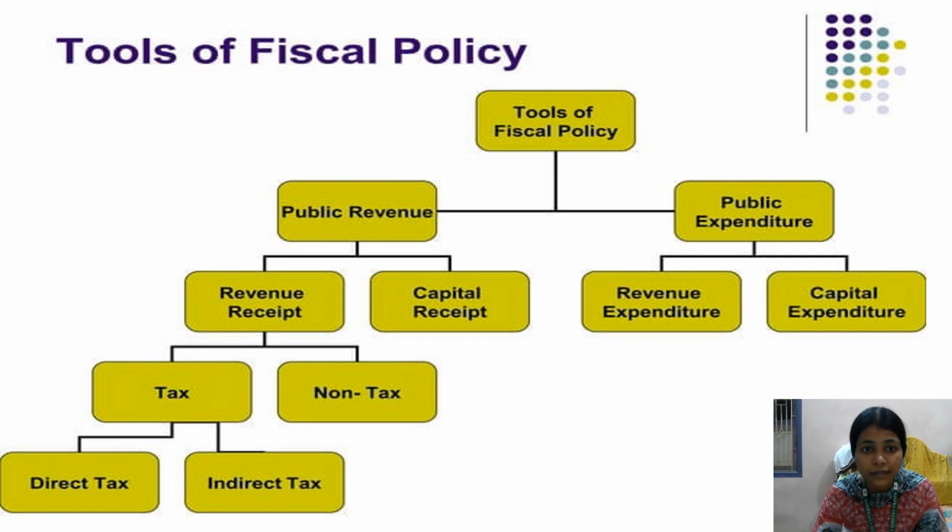Now we will look at the tools of fiscal policy. They can be classified into public revenue and public expenditure. Public revenue can be classified into revenue receipts and capital receipts. Public expenditure can be further classified into revenue expenditure and capital expenditure. Revenue receipts can be classified into tax and non-tax. Tax is further subdivided into direct tax and indirect tax.